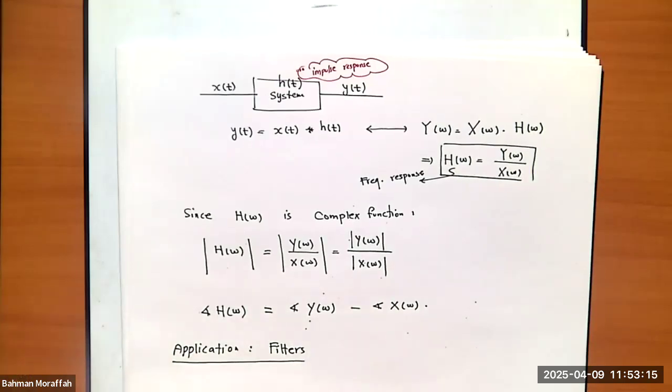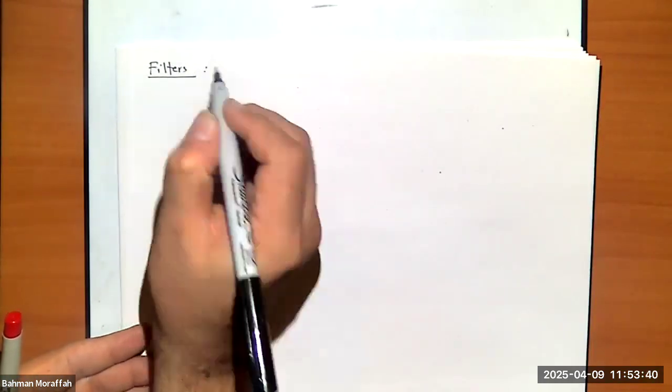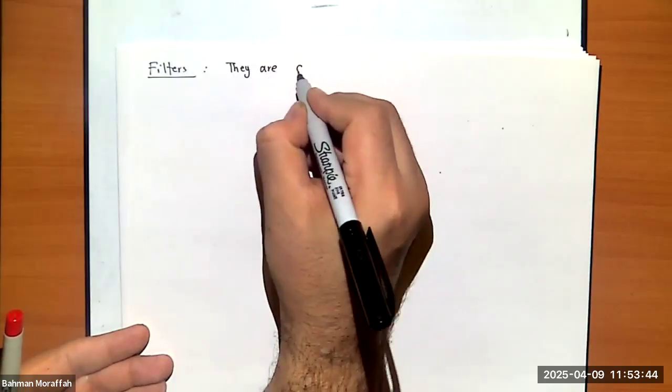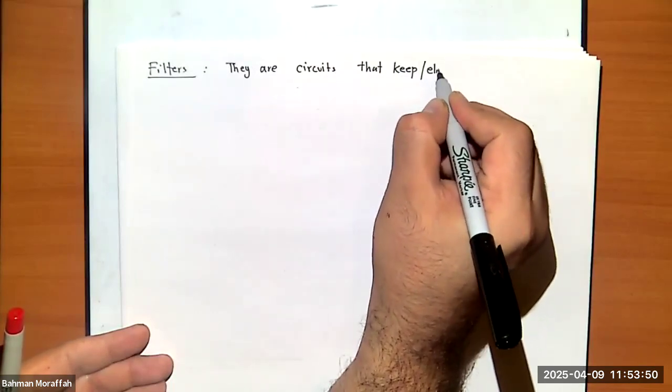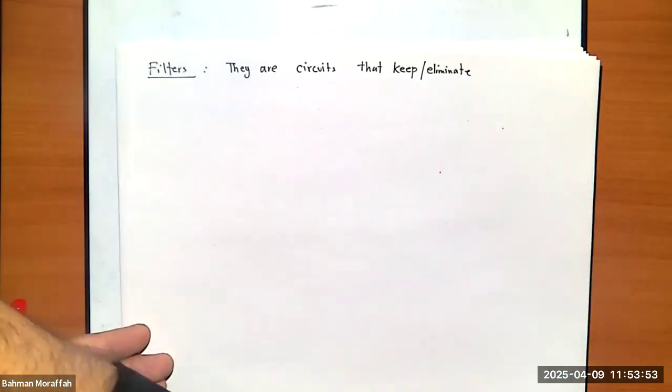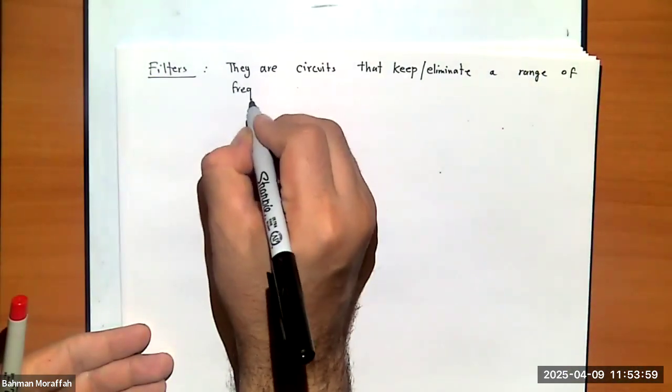Right? But what are filters? Well, as the name suggests, filters are circuits that can eliminate or keep a range of frequencies for us. So let's quickly define it. Filters are circuits that keep or eliminate a range of frequencies.